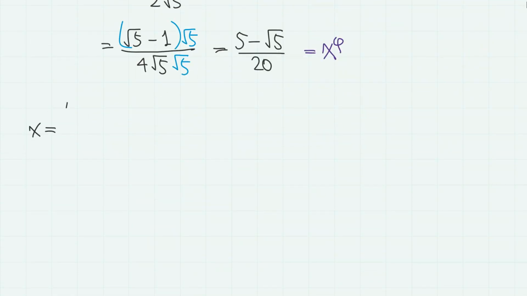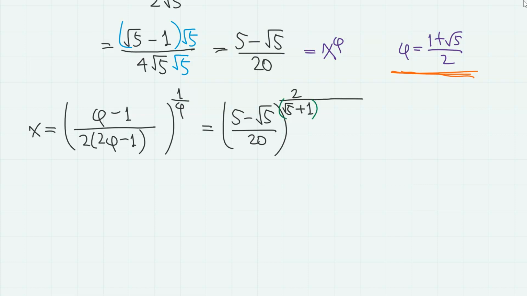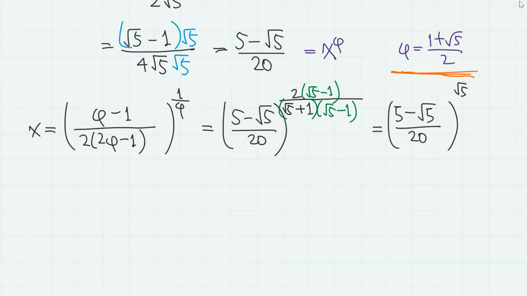So x is, in phi notation, (phi minus 1) divided by (2 phi minus 1) raised to the power of 1 over phi, or using the above value, (5 minus square root of 5) over 20 raised to the power of 2 over (square root of 5 plus 1). Because phi has this value, which by rationalizing the denominator, is (5 minus square root of 5) over 20 to the power of (square root of 5 minus 1) over 2. So this is the x-coordinate of the inflection point.